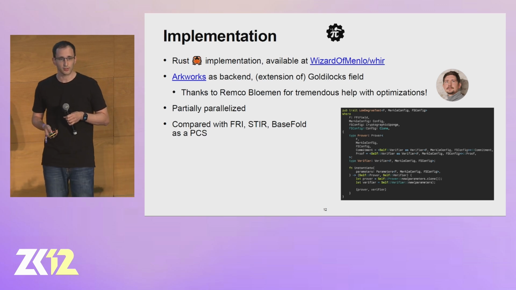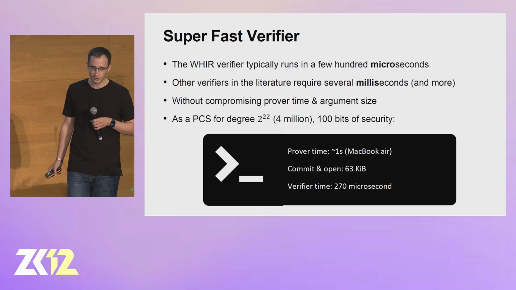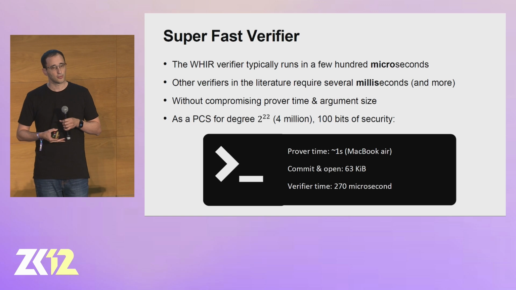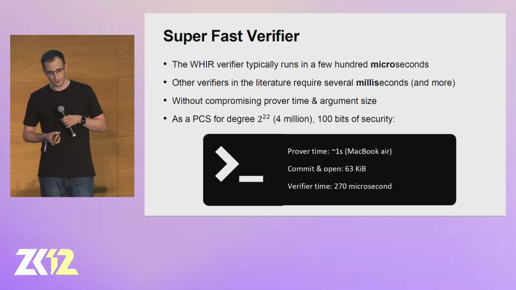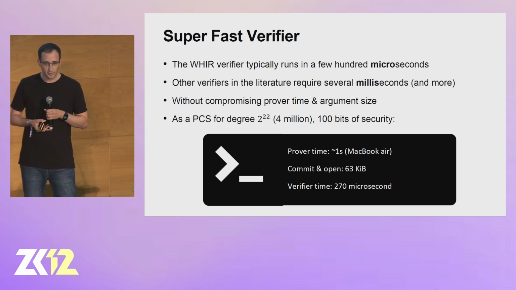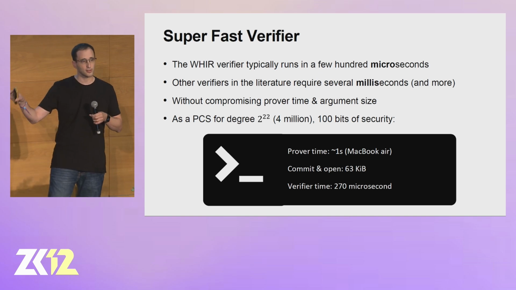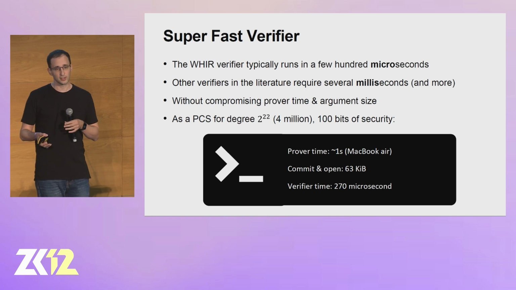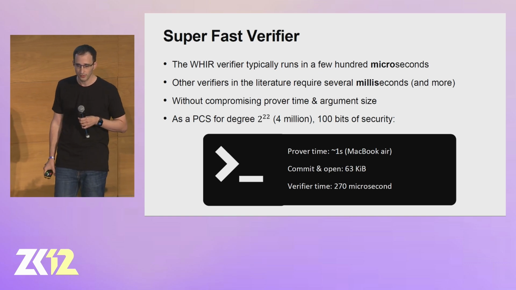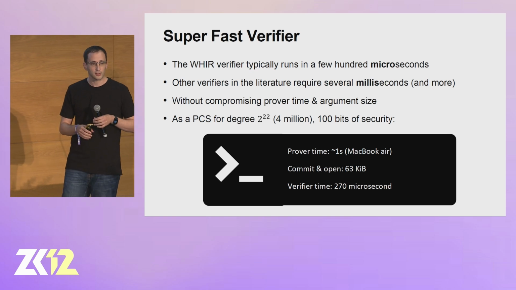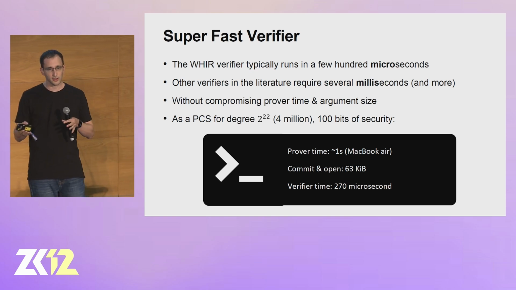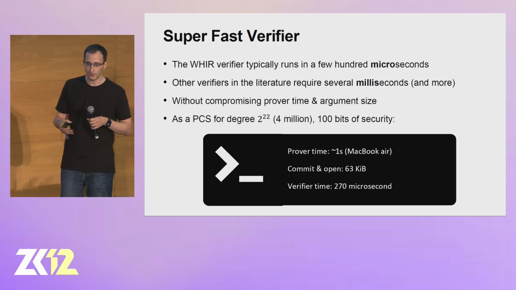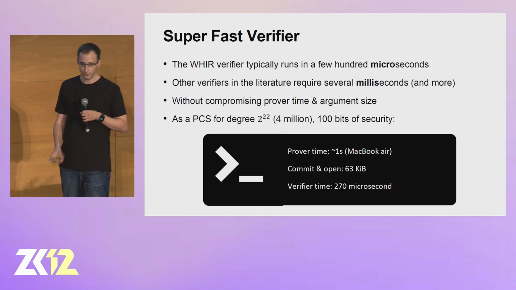So let me tell you about the results. So let's start. The WHIR verifier typically runs in a few hundred microseconds, okay? Other verifiers, even those that have a trusted setup, KZG and others, usually take several milliseconds, if not more. Okay? And we do this without compromising, without some bad trade-off between the running time of the prover and the argument size. So it's a true improvement and not a trade-off.